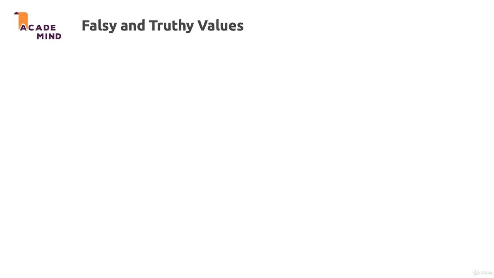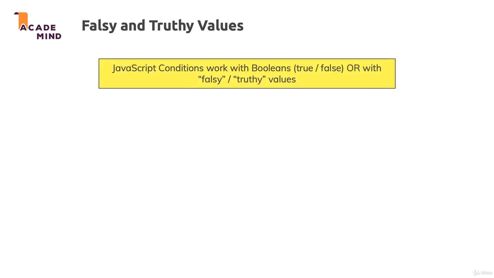Now in JavaScript, you also have a concept which is called falsy and truthy values. Now we learned about false and true, which were these Boolean values. Now what's falsy and truthy? Is this some kind of strange special extra data type? No, it's actually just how JavaScript under the hood evaluates conditions. Generally, JavaScript conditions work with Booleans, true or false, but they also work with these falsy or truthy values.